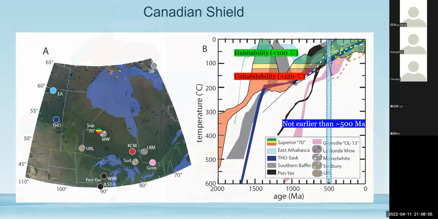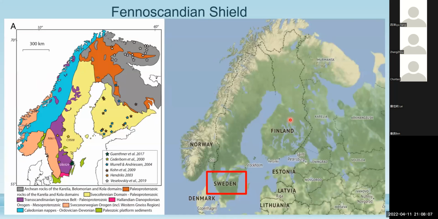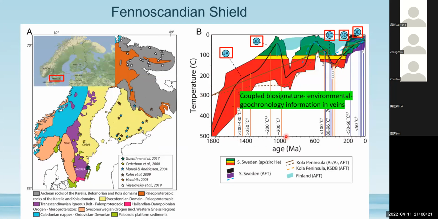So next, they also focused on another craton, the Fennoscandian shield, and most of the samples are from the southern part of this craton, that is Sweden, here. This has the same thermal history as the Canadian shield, and in this area they can also get the biosignature and geochronology information of the bands.